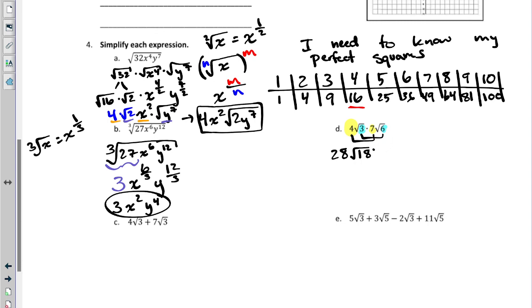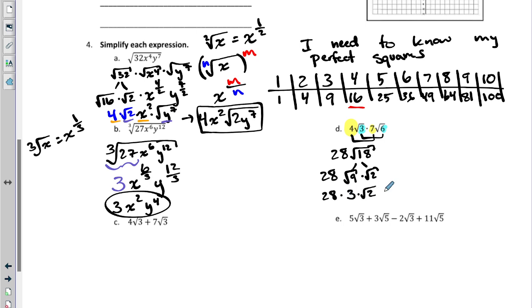Well, now we're going to go back to my perfect squares thing. Anytime I have a square root, if there's a perfect square that can go into that number, I can simplify it. And here's how. This 28 just stays out front, but this 18, I can break down as the square root of 9 times the square root of 2. I know the square root of 9 is just equal to 3, so this becomes 28 times 3 times the square root of 2.